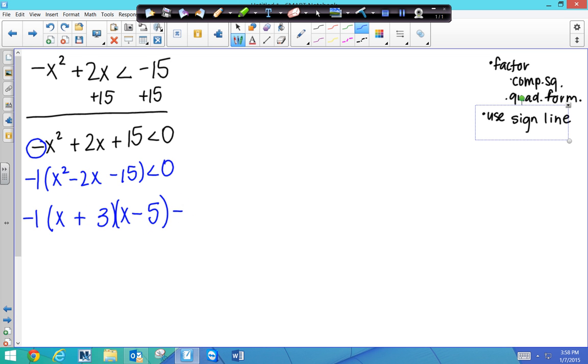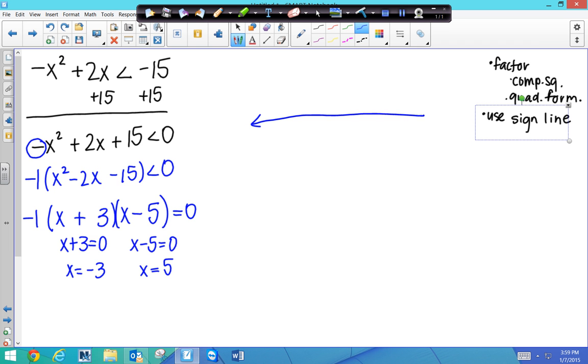So we're going to try and figure out where that's actually equal to 0, so that means we're going to be looking at each factor being set equal to 0. So we have -3 and we have +5. Those are going to be the points that we put on our sign line. So -3, +5, and remember that that is where the sign is actually 0.